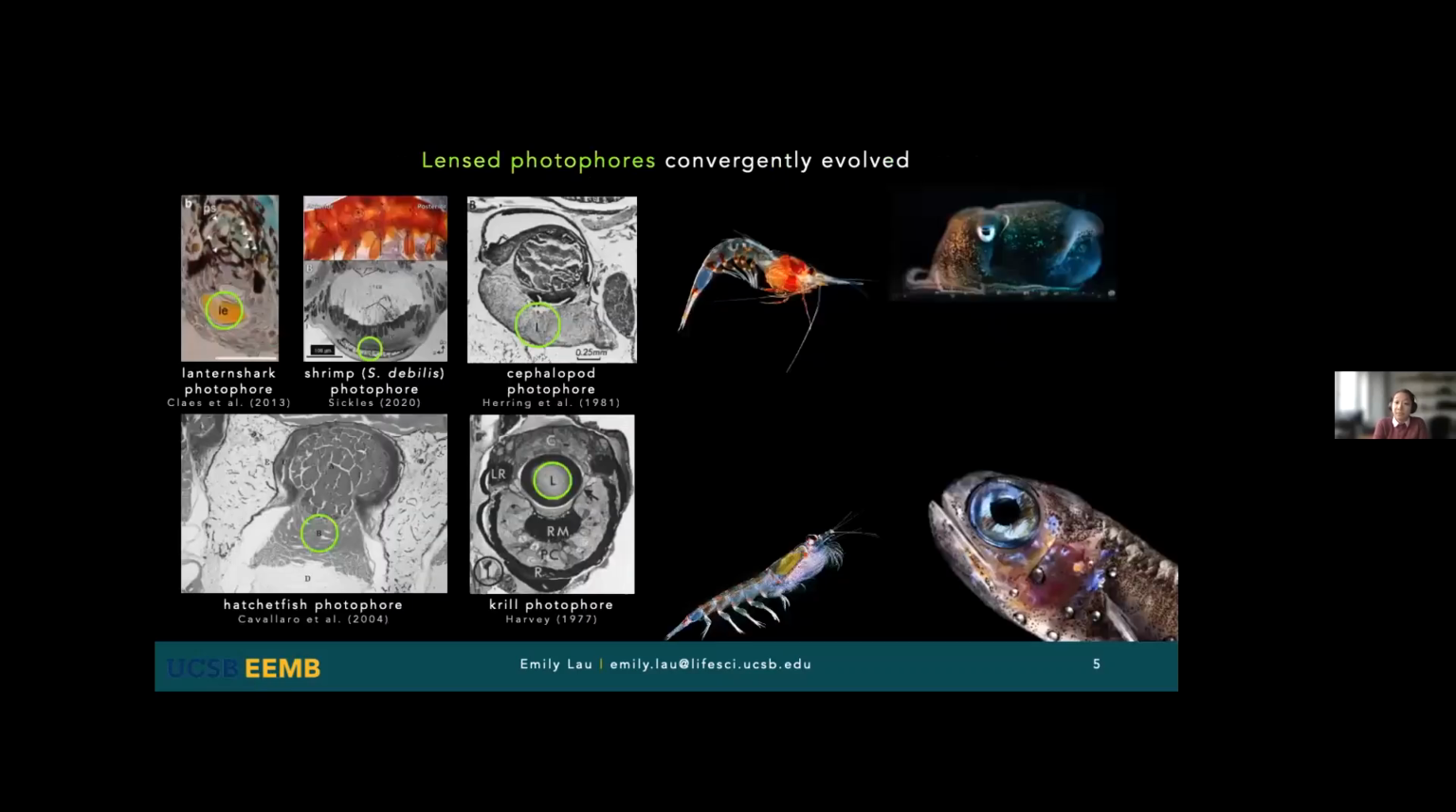An excellent example of convergence at an organ level is the independent evolution of lensed photophores, light organs. Though they evolved independently, many are comprised of similar structures such as reflectors, pigment, and the lens, which is all circled in green here. So the question that we are addressing here is, are photophore lenses convergent at a molecular level?